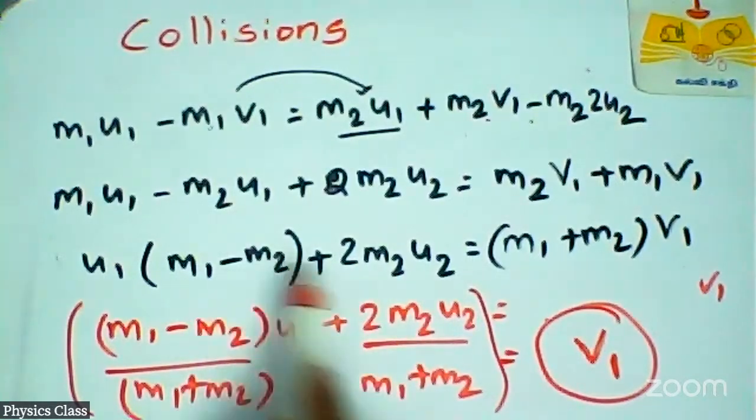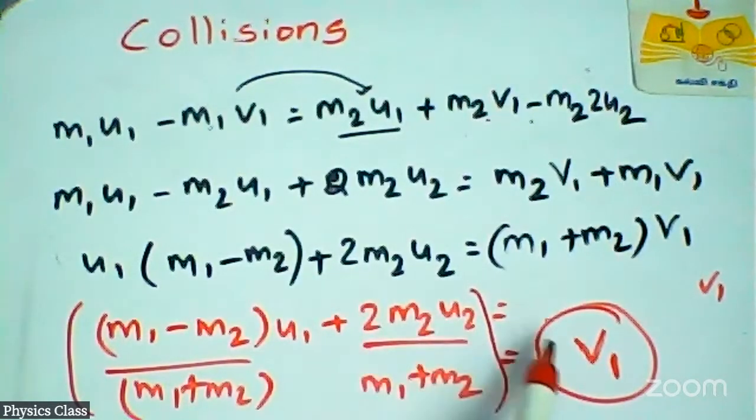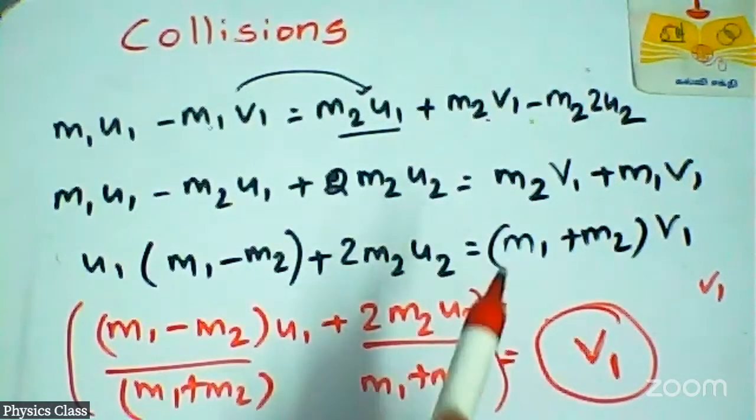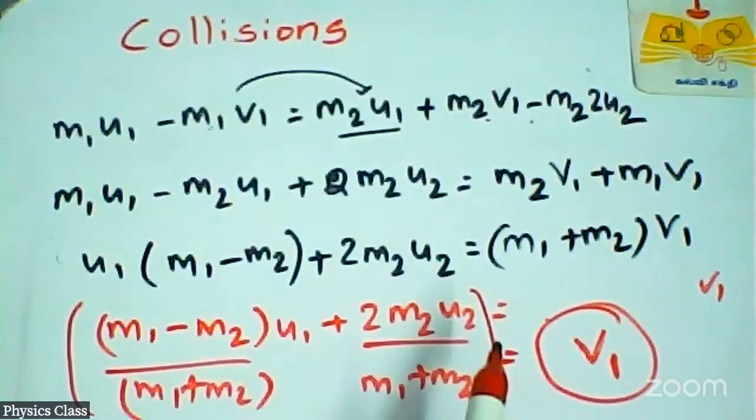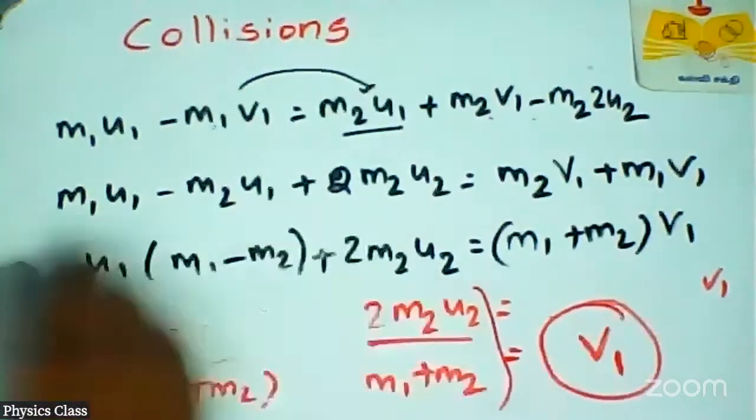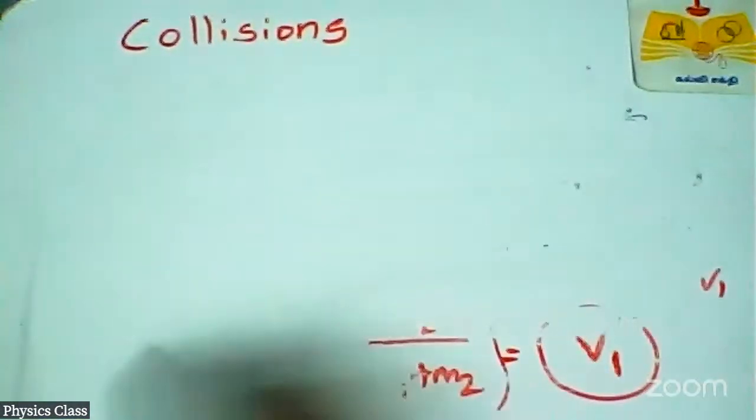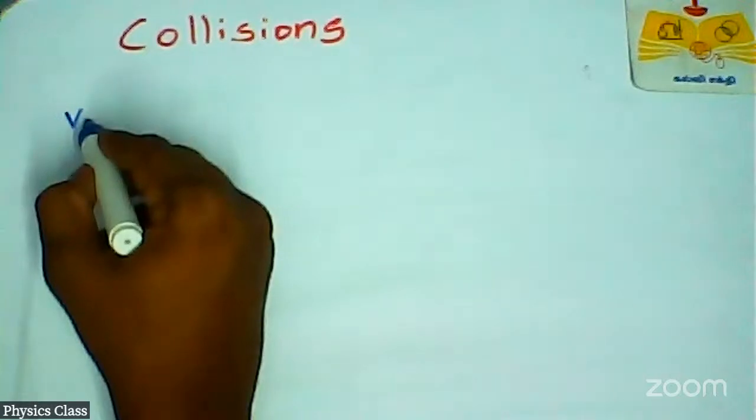With the help of known quantities, we will calculate the unknown quantity, that is v1, the velocity of the first object. Similarly, we can substitute into other equations to find the velocity of the second object. The final velocity of the second object means v2.